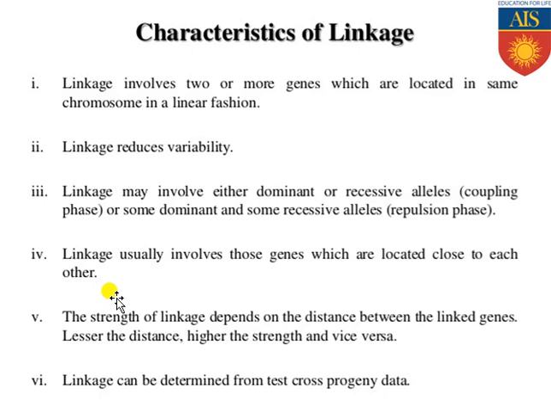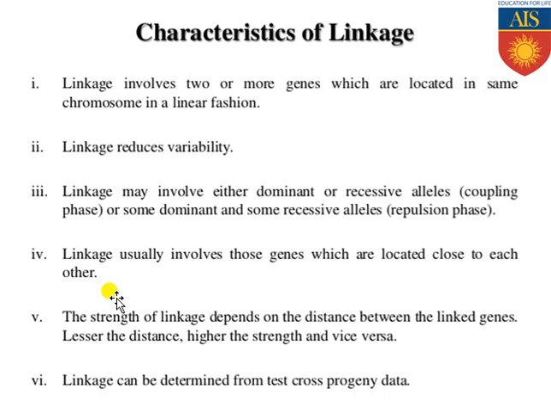Linkage may involve either dominant or recessive alleles, or some dominant and some recessive alleles. During linkage, maybe one dominant and one recessive allele are both transmitted to the next generation, which is commonly known as the coupling phase. Sometimes some dominant alleles and some recessive alleles are transmitted together to the next generation, which is commonly known as the repulsion phase. So these are the types: single dominant and recessive alleles, and multiple dominant and recessive alleles, can be transmitted to the next generation.